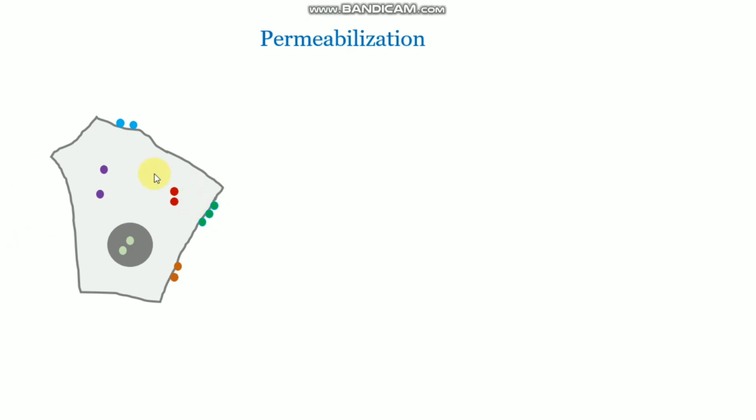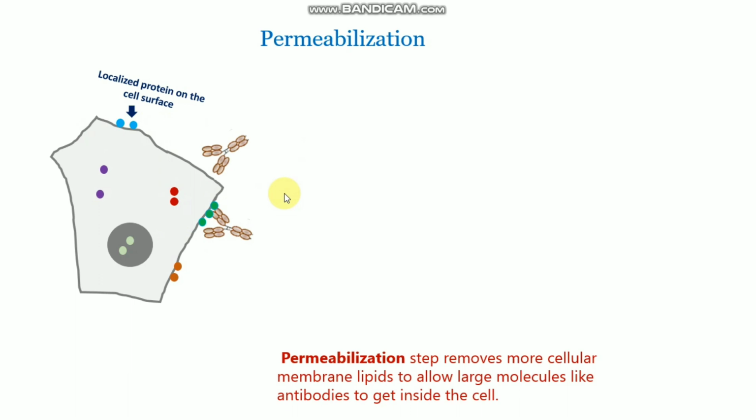On the cell surface there are some proteins present. Those are the localized proteins on the cell surface. Without permeabilization, these proteins can be targeted by the antibody. There is no problem in this case because these localized proteins are present on the cell surface. But if we target any protein that is localized inside the cell, in that case we cannot use this antibody without the permeabilization step.